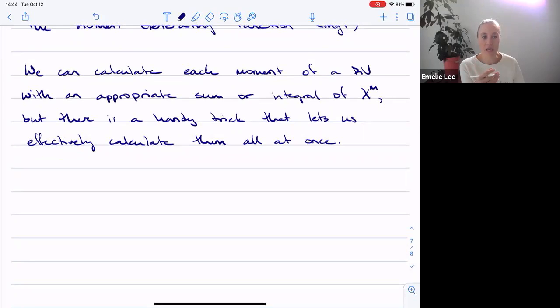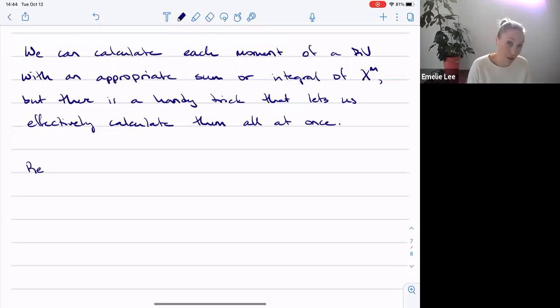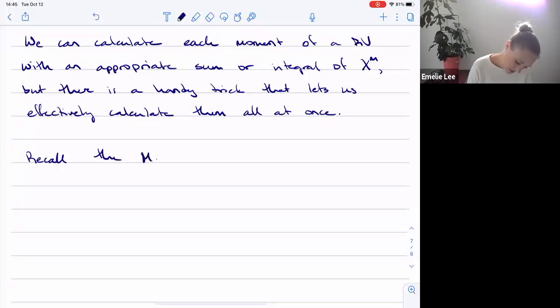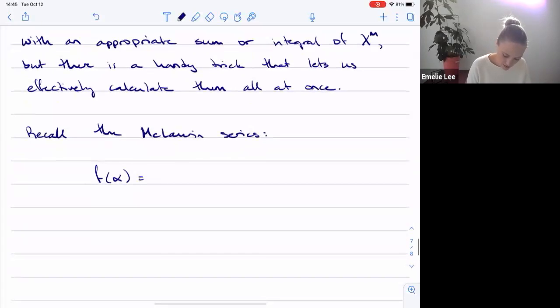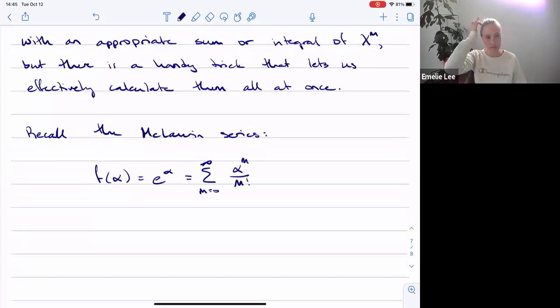The way it was developed, it hinges on the Maclaurin series. I don't expect you to remember, but let's pretend to recall, oh yeah, the Maclaurin series, which says that f of alpha is e to the alpha, which is the sum over m equals 0 to infinity of alpha to the power of m over m factorial. That's something we're going to leverage here.